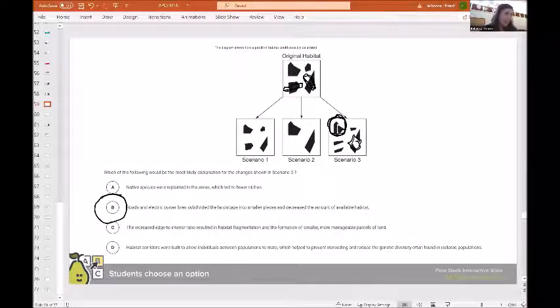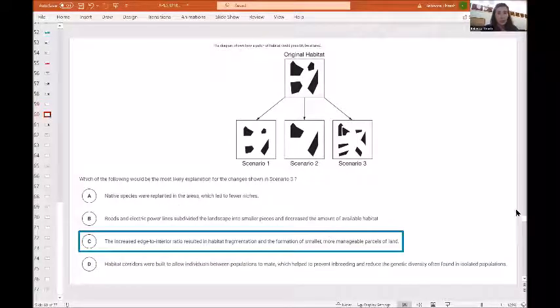So interestingly enough, guys, the correct answer here is actually C. So the increased edge to interior ratio resulted in habitat fragmentation and the formation of smaller, more manageable parcels of land. So just to review, here you're making small little changes. Here you're completely taking away this habitat, and this right here is more like habitat fragmentation.